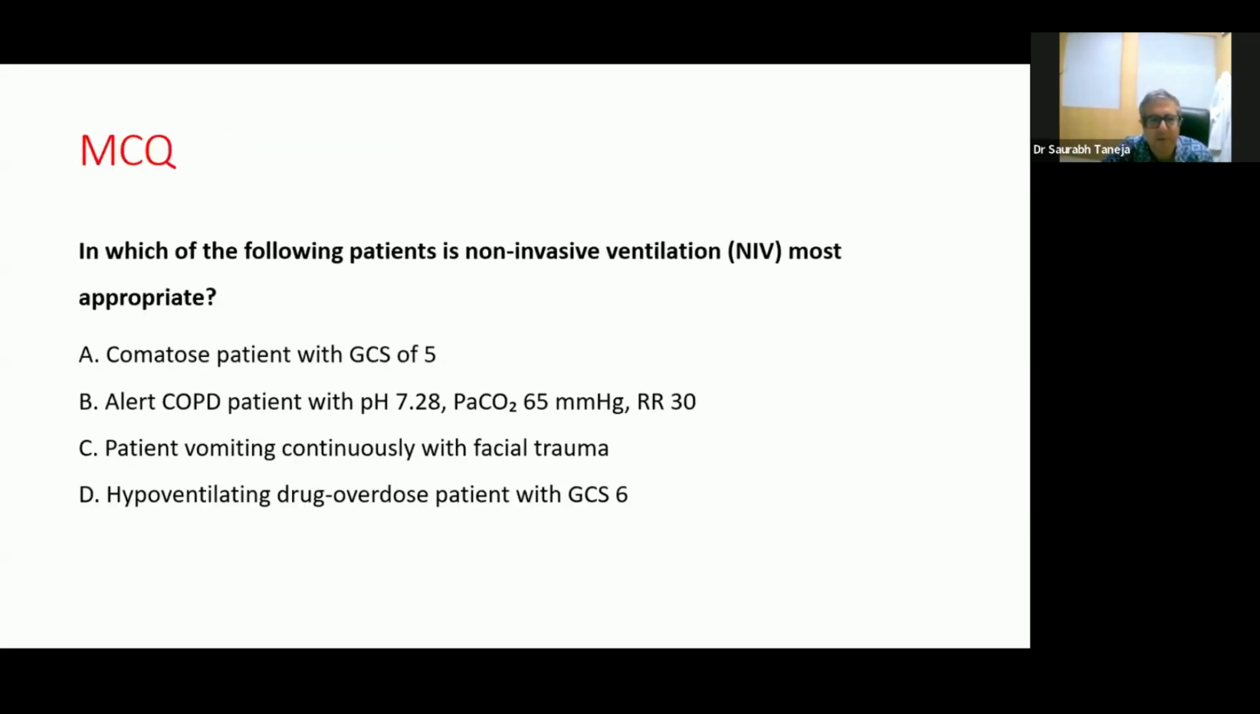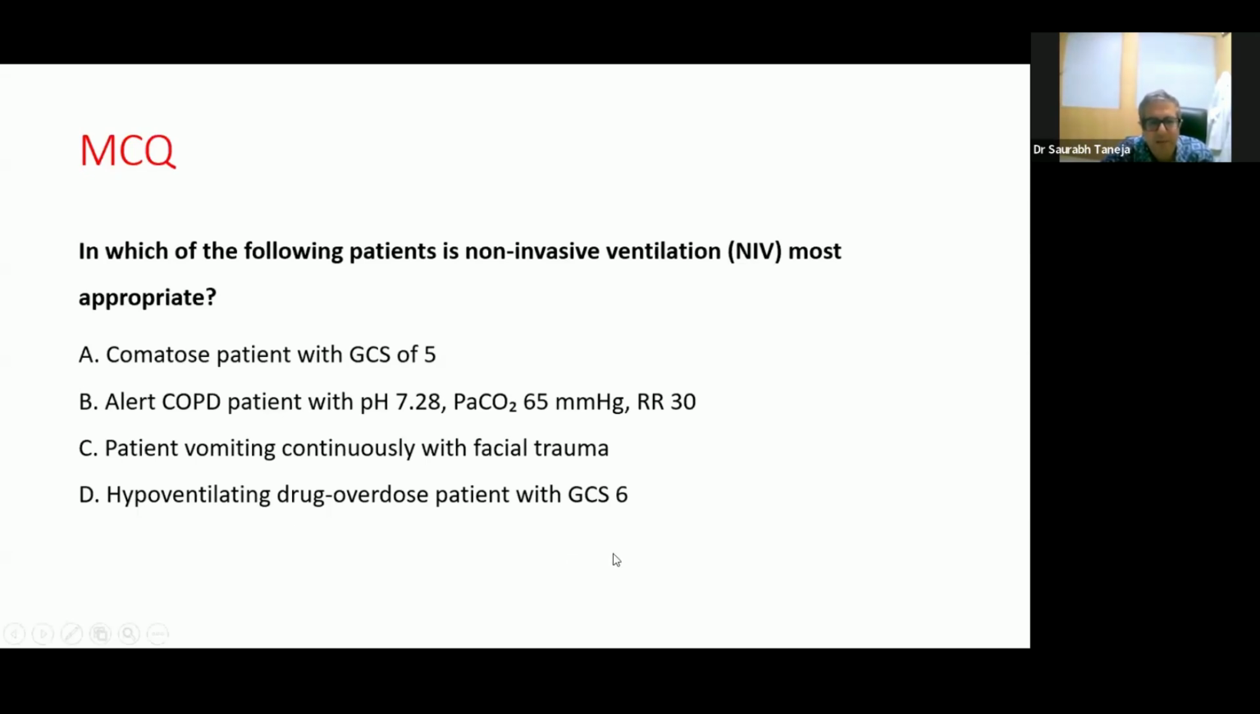So again a question: in which of the following patients is NIV the most appropriate? A comatose patient with GCS less than 5, an alert COPD patient with pH 7.28, PCO2 65, and respiratory rate of 30, a patient vomiting continuously with facial trauma, or a hypoventilating drug overdose patient with GCS less than 6.